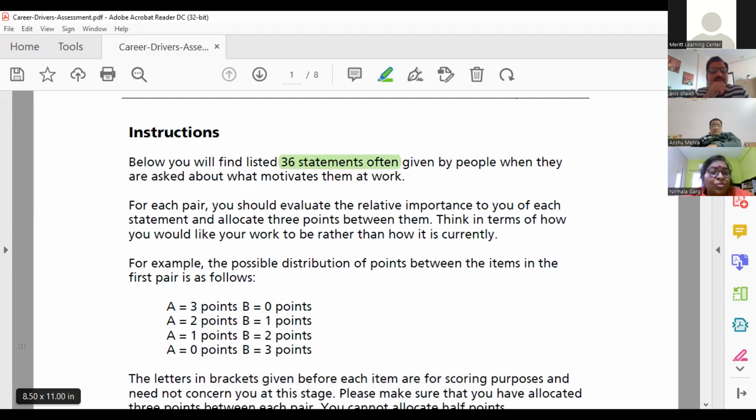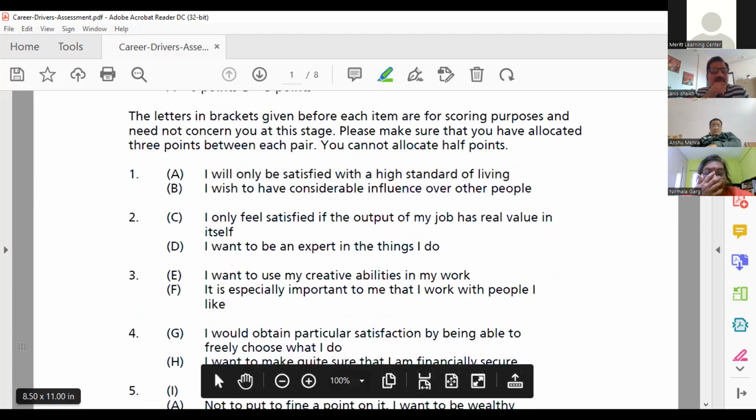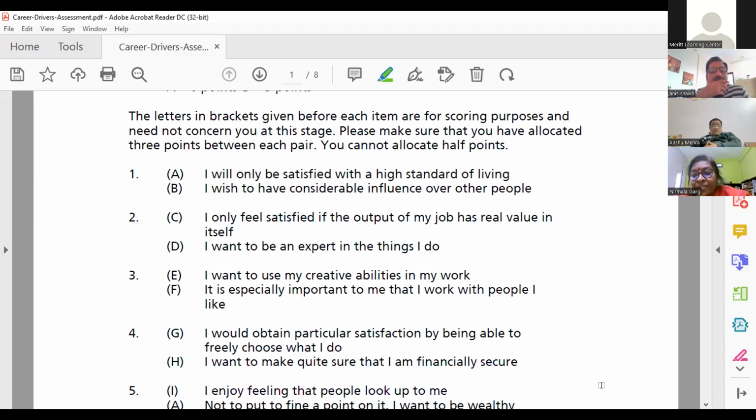If you can just scroll down a little, that's good enough. Every question will have A and B. Got it? Every question will have A and B. Now you have to share or divide your points between A and B, these 3 points. Not like 3 there and 2 here. No, between the 2 statements.